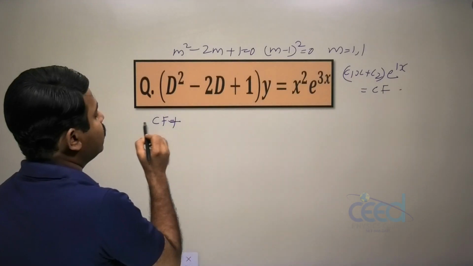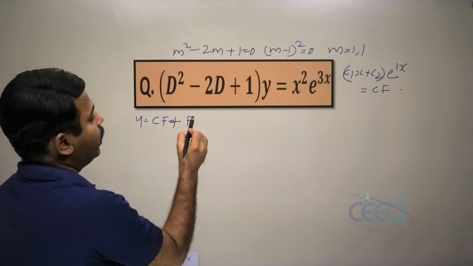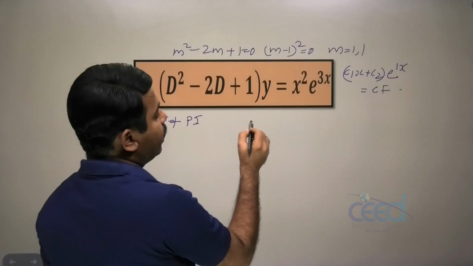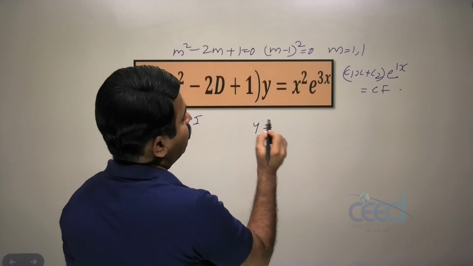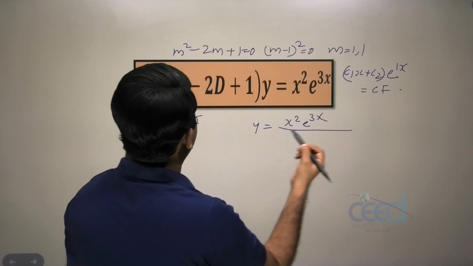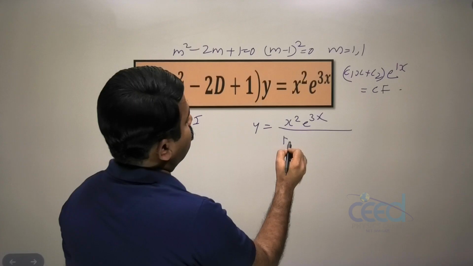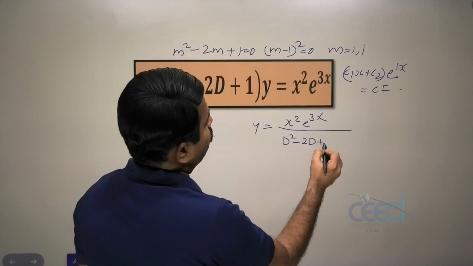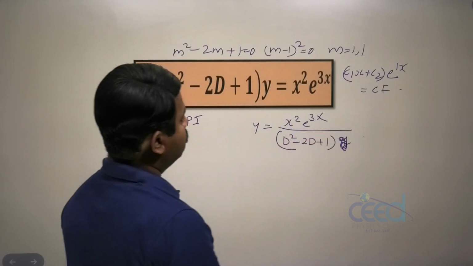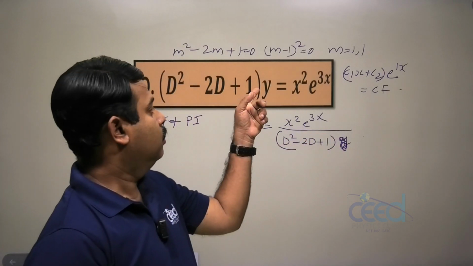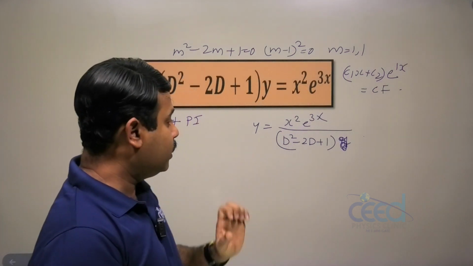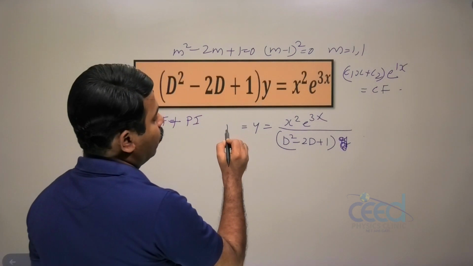Now complementary function plus particular integral. Now the particular integral we need to find, right? Finding the particular integral, what is the method I told? You can write x square e raised to 3x divided by the function d square minus 2d plus 1. Sorry, this y need not be written. We keep y here and write like this. Alright. Now what is this? This is equal to our particular integral.